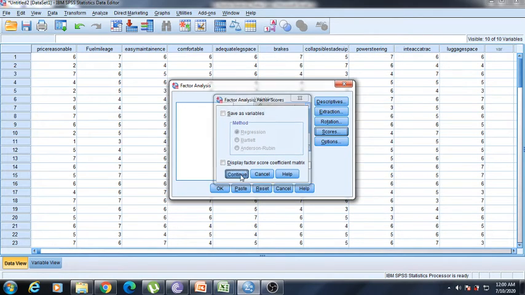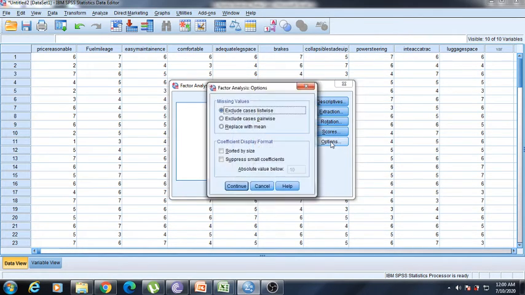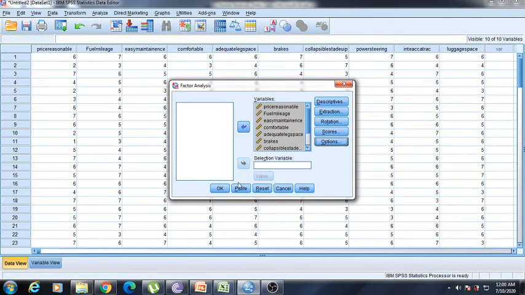Right now we'll not select this. So continue and then options. So that also sorted by size, suppress small coefficients, absolute value below 0.10, you can see here. So that also we'll discuss next time, when we again do the analysis and show you. Initially what we will get, that I will show you. So then okay.